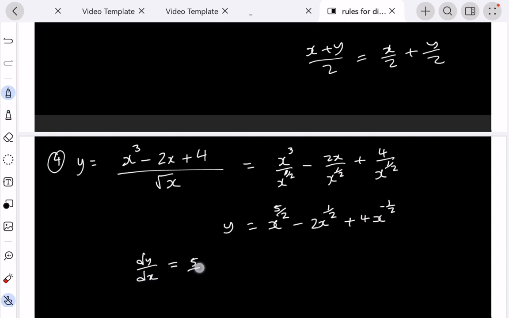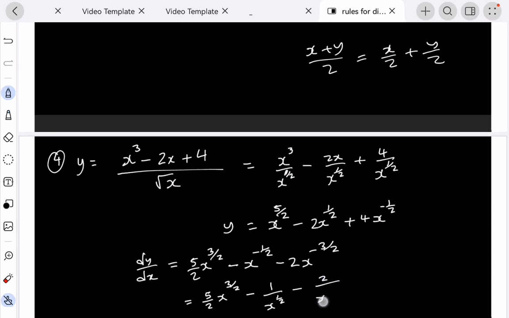So 5 over 2 times x exponent 5 over 2 minus 1, I get 3 over 2. Right, minus 1 is the exponent. So minus 2 times half, I get negative 1. Then half minus 1, I get negative half. Then minus half times positive 4, I get negative 2. Then minus half minus 1, I get minus 3 over 2. Then if they need your answer in positive exponent, this one is fine. This one, because x is exponent negative, I'll take it to the bottom, it becomes positive. Even here, because x is exponent negative, I take it to the bottom, becomes positive.